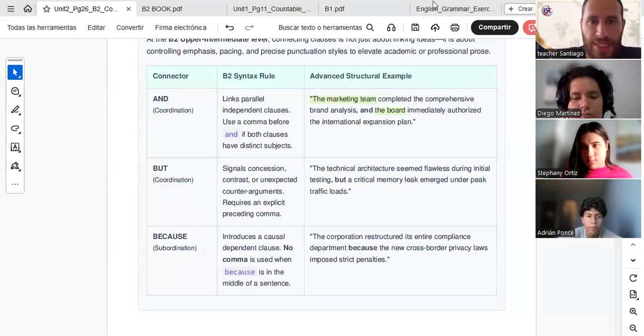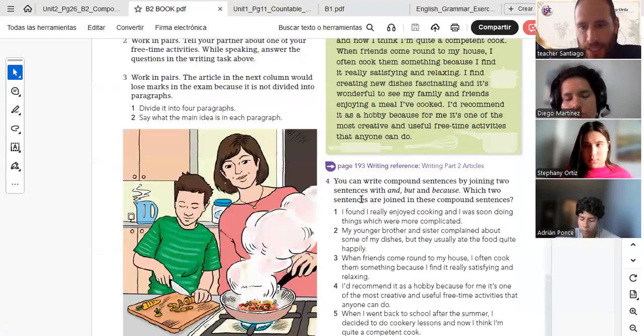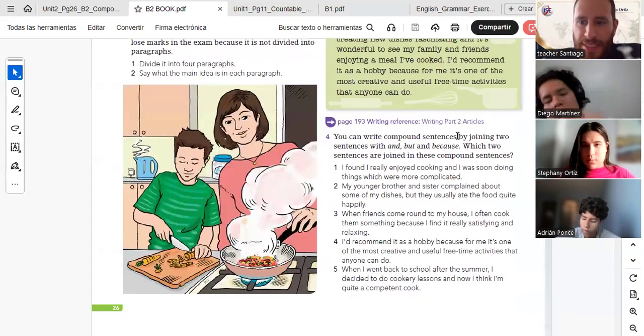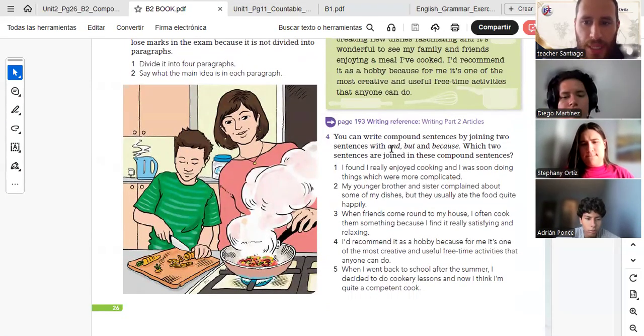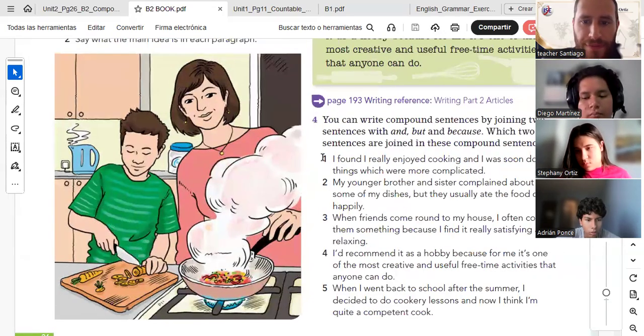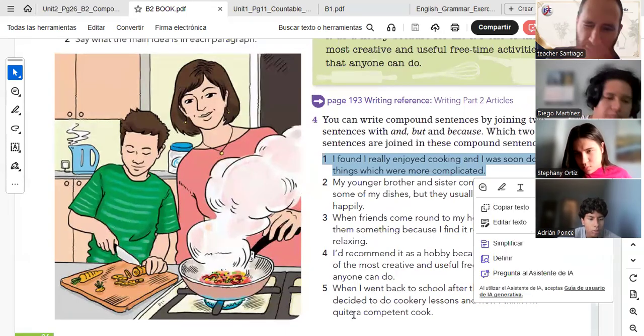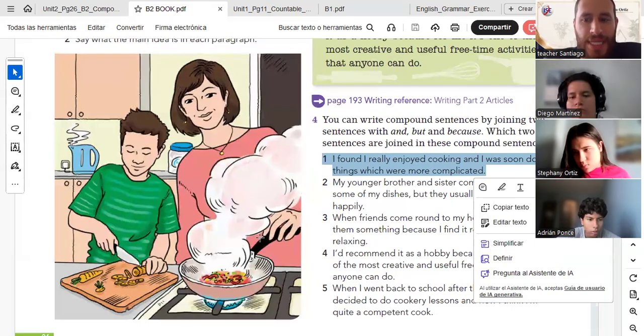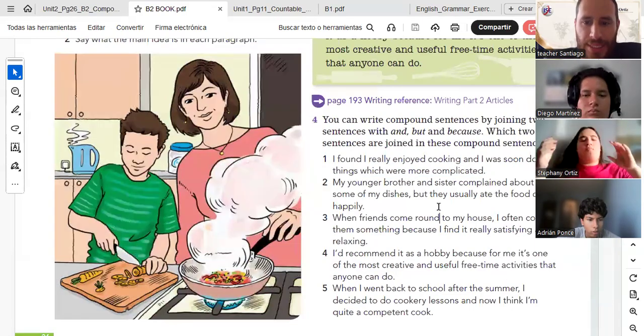Okay. So let's check the book. So now it says you can write compound sentences by joining two sentences with but, and because. Which two sentences are joined in these compound sentences? So let's check it. The first one, Diego, please. Read the complete compound sentence, and then we decide which are the two sentences.